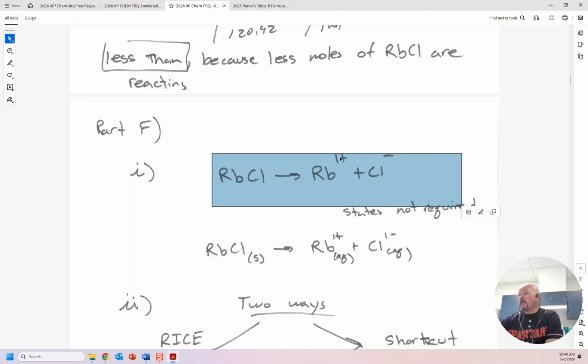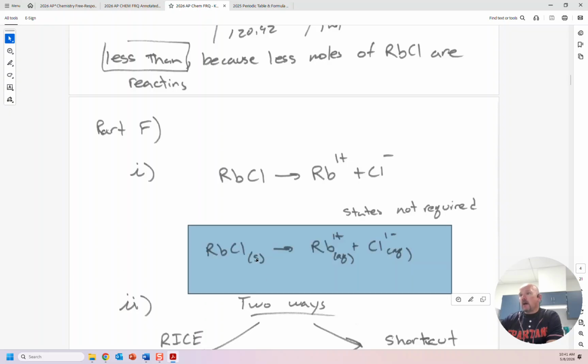You do have to have the charge of the ions there. You could just have plus and minus. You don't have to have 1 plus. I always put 1 plus, but when it comes to minus, I always just put minus, but 1 plus, 1 minus, right? And if you wanted to include the states of matter, right? Solid ionic compound, aqueous ions, right?